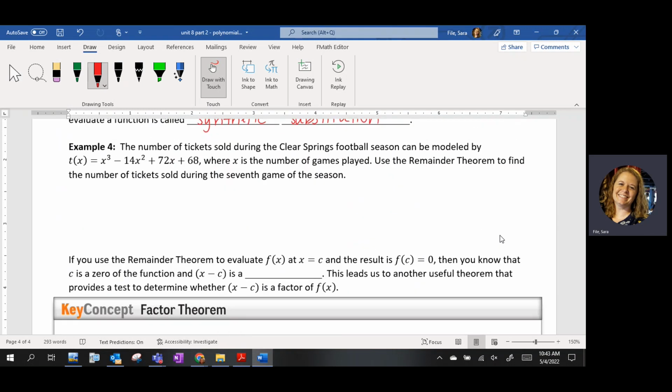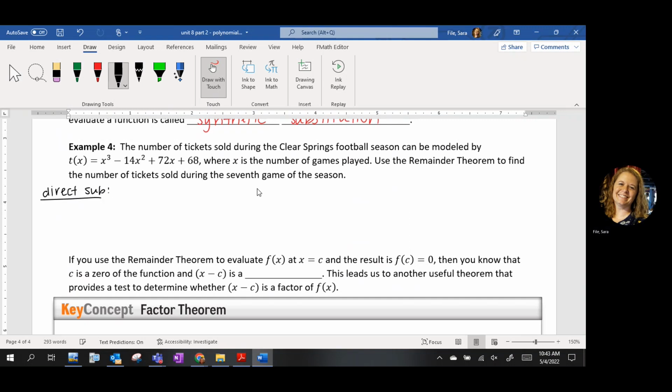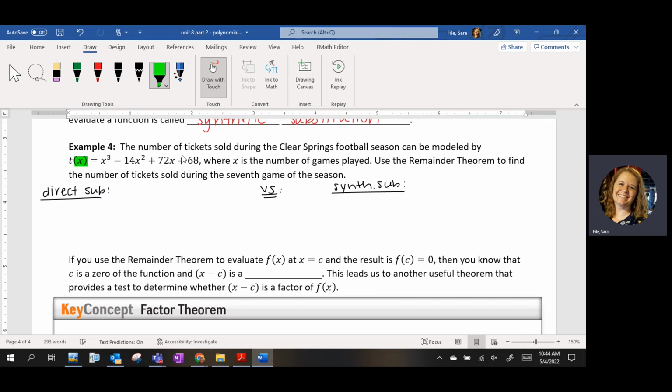Okay, but I'm actually going to do both so I can explain the remainder theorem a little better. So I'm going to show you direct substitution versus synthetic substitution. Okay, so direct substitution, they tell us up here that x is the number of games, and they're asking about the 7th game. So what are they telling us to substitute in? A 7. They're telling us when we have the 7th game of the season, we want to know how many tickets are sold, so we plug a 7 in for x. So direct substitution would just be input a 7 for all of the x values.